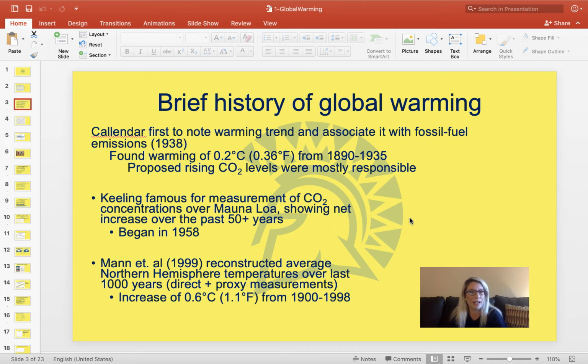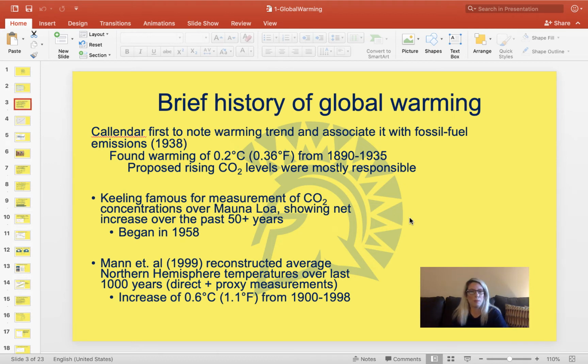Now, after that, a guy named Keeling, he was famous for his measurements of CO2 concentrations over Mauna Loa. This is a big mountain in Hawaii. It does take measurements of CO2. That one, since it's closer to the equator, has seasonal variabilities to it, but it definitely shows the trend over many years. This shows a net increase over the past 50 years, and it began taking measurements in 1958.